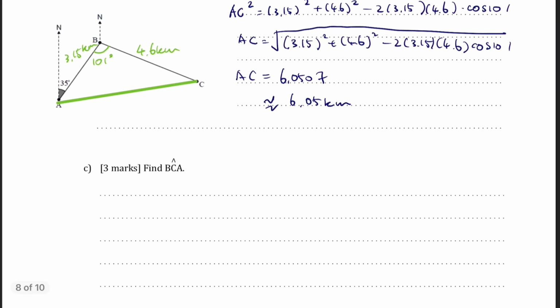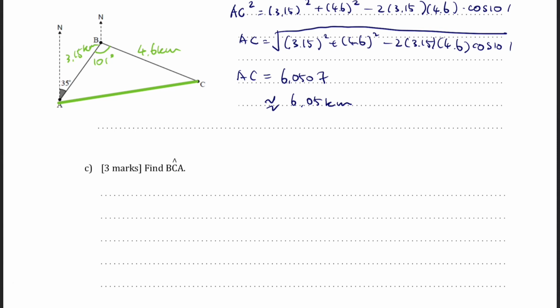Then we need to find the angle BCA, which means we need to find this angle. Okay, since we know that the side AC is about 6.0507, and this angle is 101 degrees, that means we know the corresponding side from that angle, and we know the side and angle that correspond to each other, which is these two. That means we can use the sine rule, right? So we're going to use the sine rule.